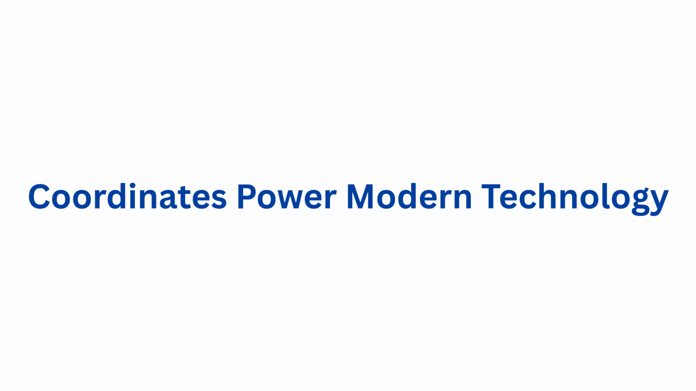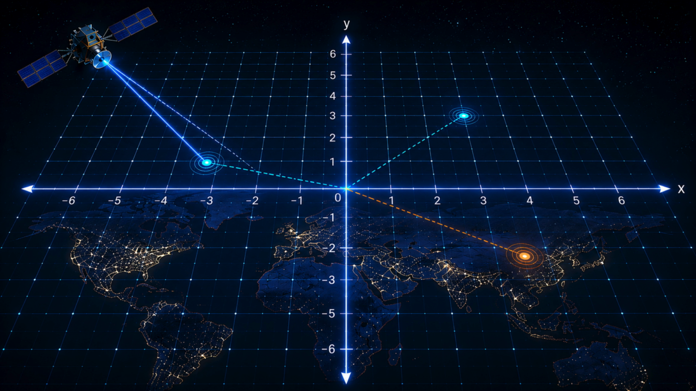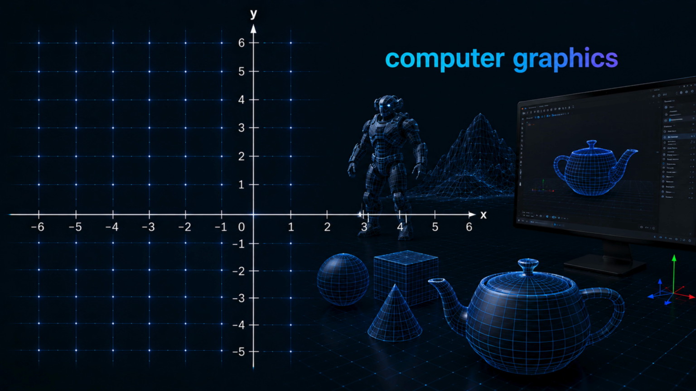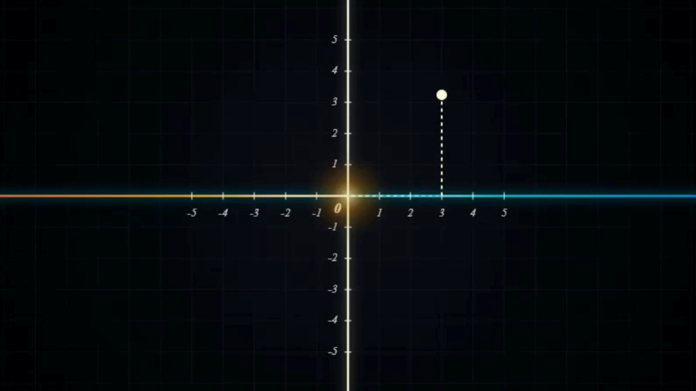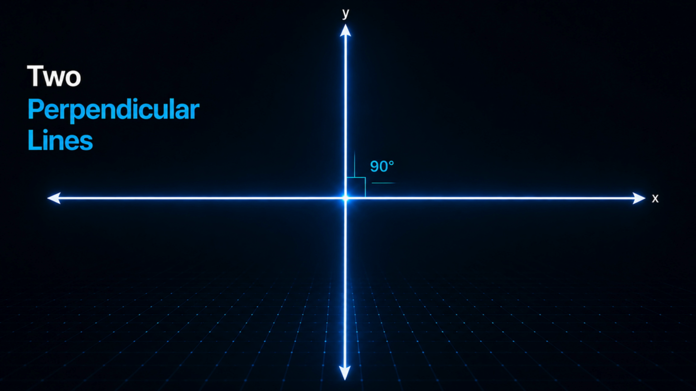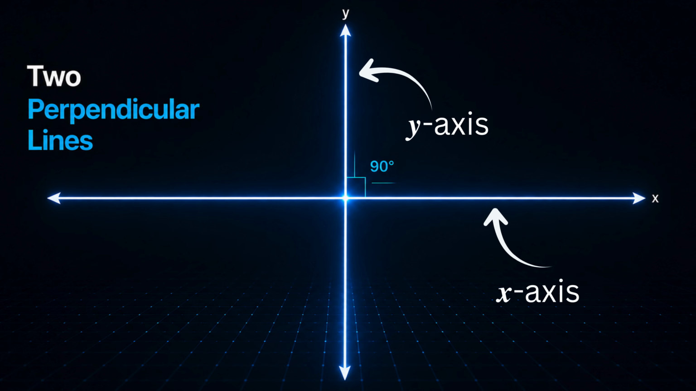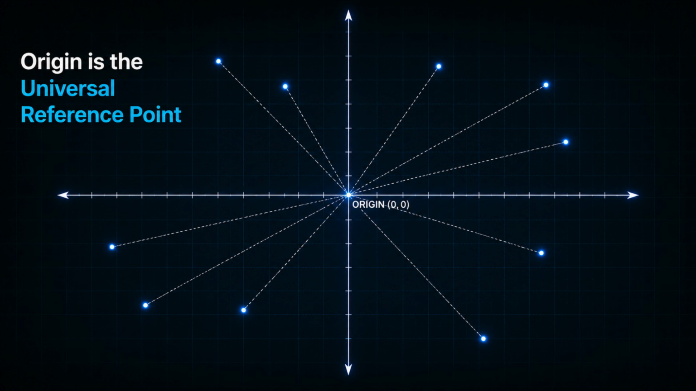Today, the same mathematical framework powers satellite navigation, robotics, architecture, computer graphics, and modern physics. And this entire system begins with two simple perpendicular lines. To locate any point in a plane, we draw two axes. The horizontal line is called the x-axis. The vertical line is called the y-axis. Their intersection point is called the origin. The origin has coordinates (0, 0). It acts as the universal reference point for the entire plane.